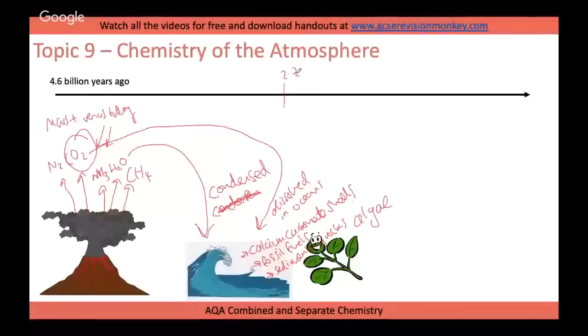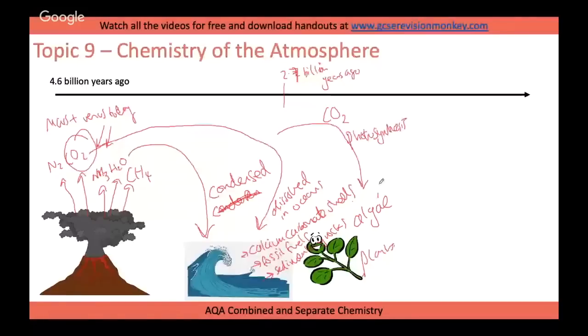2.7 billion years ago. We had algae forming and plants a little bit later on, and they took in the carbon dioxide in a process called photosynthesis, which you should be aware of. And in the process of photosynthesis, they took in the carbon dioxide and they released oxygen. So the levels of oxygen in the atmosphere started to rise, which sustained other life.